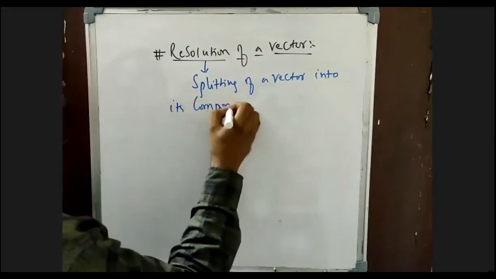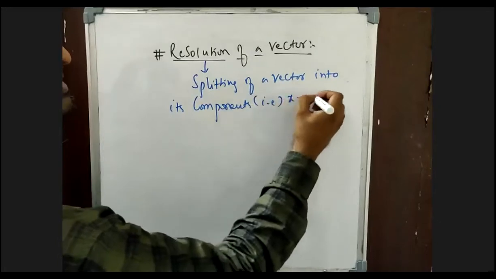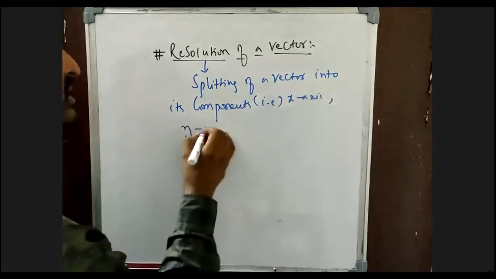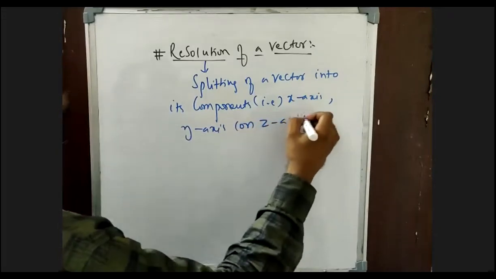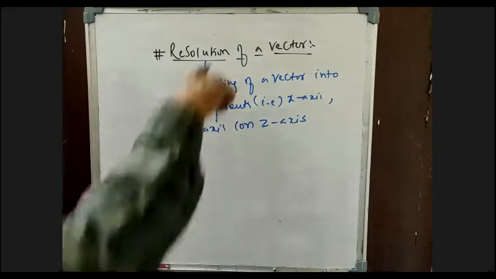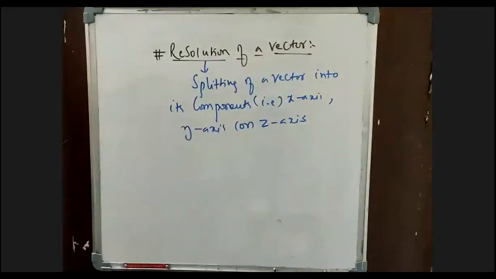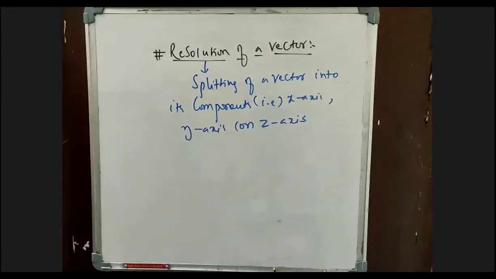That is, the x-axis, y-axis or z-axis. So splitting of a vector into its components is called resolution of a vector. We can split the vector along the x-axis, y-axis, or the z-axis, depending upon whether the body is in 1 dimension, 2 dimensions, or 3 dimensions.